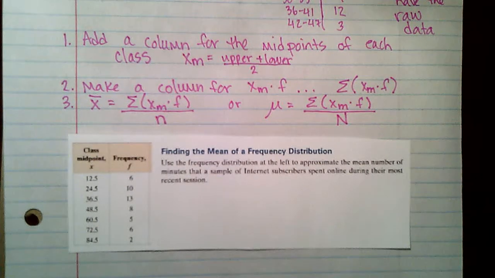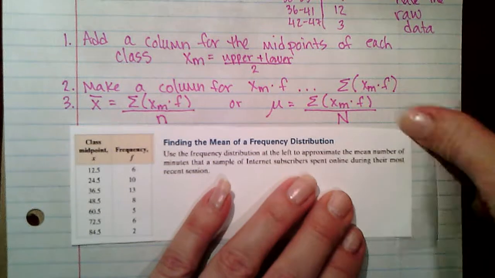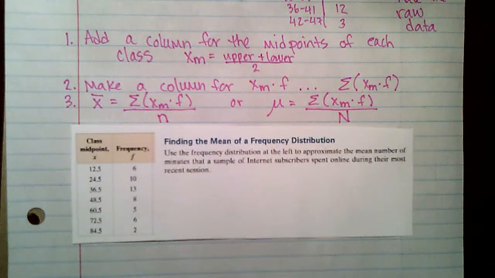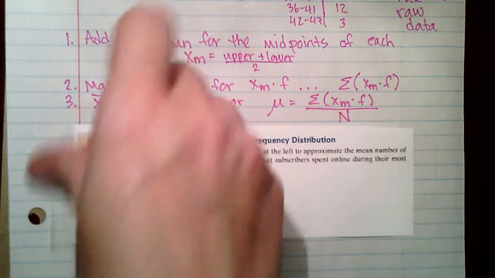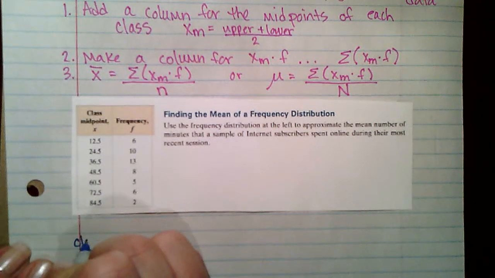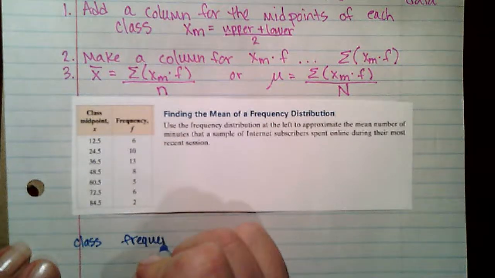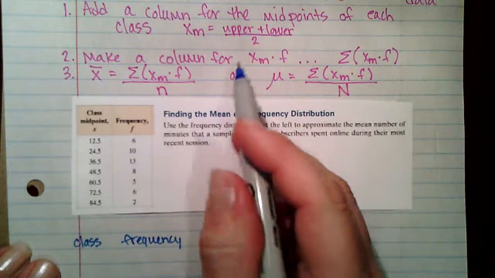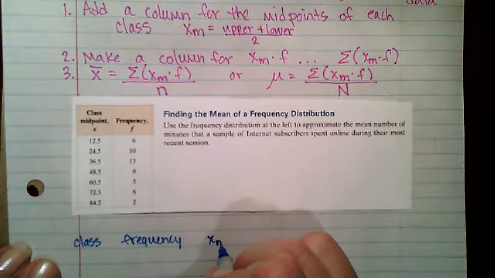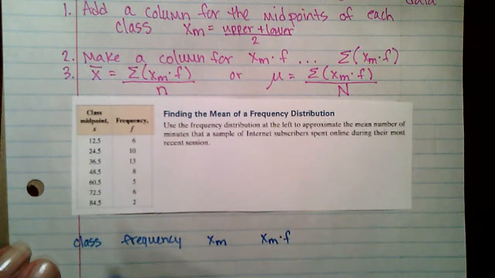So we'll work through this example. I'm going to rewrite my data table because I don't feel like I have enough room over here. I could have planned that out a little bit better, but it's too late for that. So I'm going to make a column for classes and then a column for frequency. And then remember it said I need to add a column for midpoint, so x sub m, and then a column for x sub m times frequency.